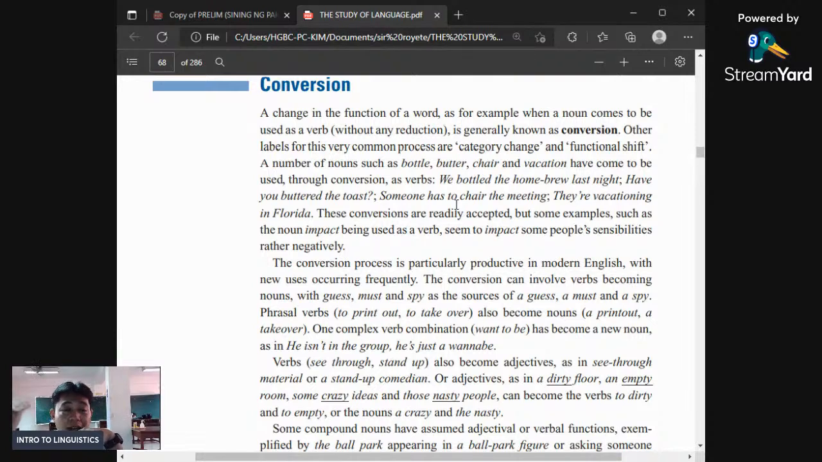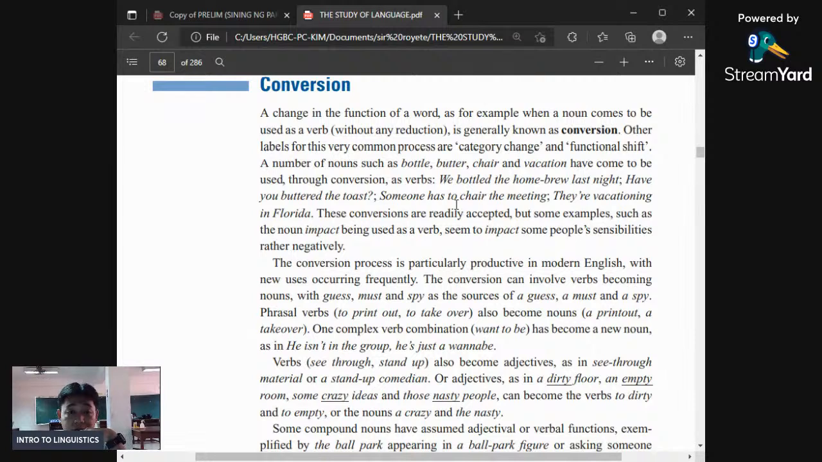So these conversions are readily accepted. But some examples such as the noun impact being used as a verb seem to impact some people's sensibilities rather negatively. So the conversion process is particularly productive in modern English, with new uses occurring frequently. For example, verbs becoming nouns: guess, must, and spy, as the sources of a guess, a must, a spy. Right? Phrasal verbs, to print out, to take over, also become nouns: a printout, a takeover.